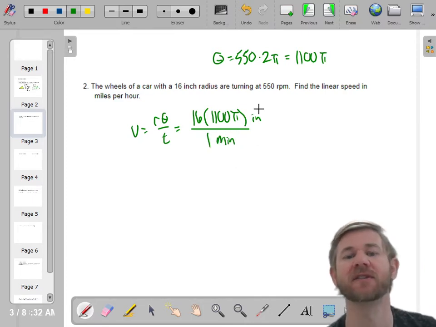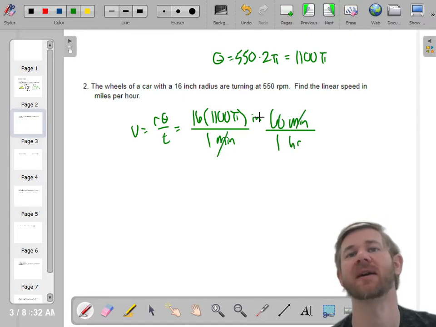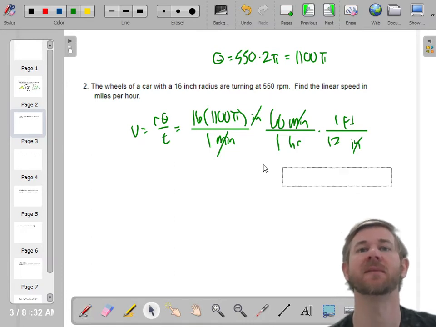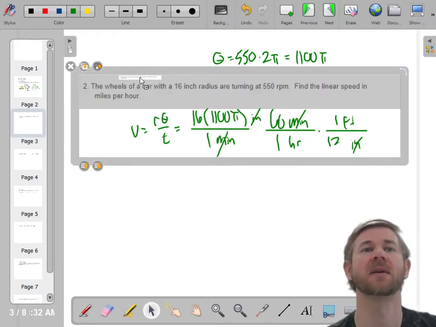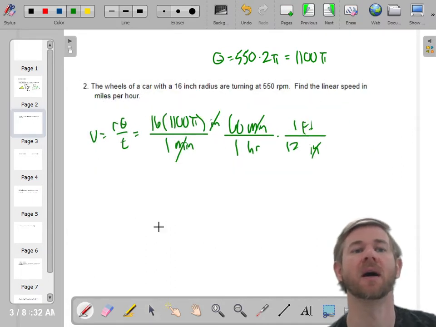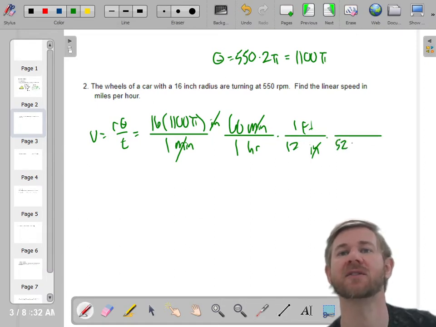If you figure that out, you will have the speed in inches per minute, but we want this in miles per hour, so I got to do a little dimensional analysis. Let's first cancel out minutes, and I know that there are 60 minutes in 1 hour, so now I have inches per hour. Now I'll cancel out inches. I know that there are 12 inches in 1 foot, so now I have feet per hour, but I need miles per hour. So last thing we got to do is convert feet to miles. So there are 5,280 feet in 1 mile.